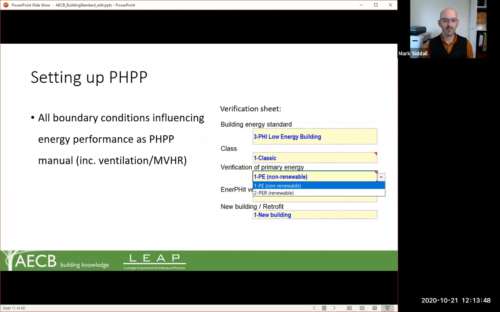In terms of setting up PHPP, the Passivhaus Planning Package, which is used to underpin the design and the assessment of the design and the building, the key thing to recognise is that all boundary conditions influencing energy performance are as the PHPP manual, and this includes ventilation and MVHR. On the verification sheet, you would set it up as I show over here on the right hand side. You set it up as a PHI low energy building in the classic format, with the verification for primary energy or renewable energy, depending on your choice for the project. And that's as a new build, more often than not, though we'll talk a bit about retrofit later.